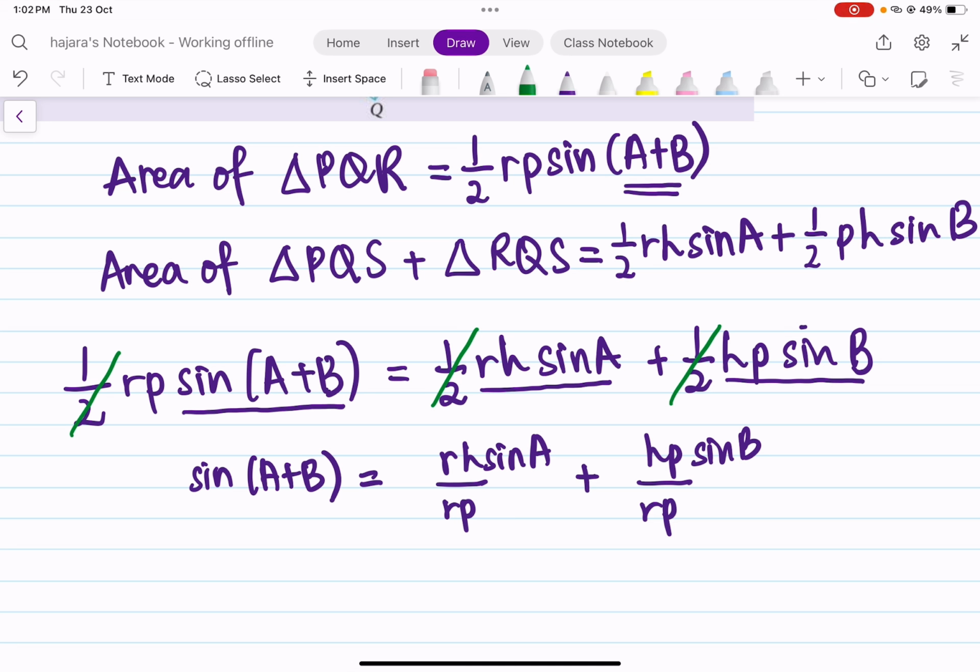You can see that there are some common factors in the numerator and denominator that we can cancel. So we end up with an expression that looks like this. The right-hand side now is h over p times sine A and h over r times sine B. Now what does the h over p and h over r represent? Let us go back to the diagram.